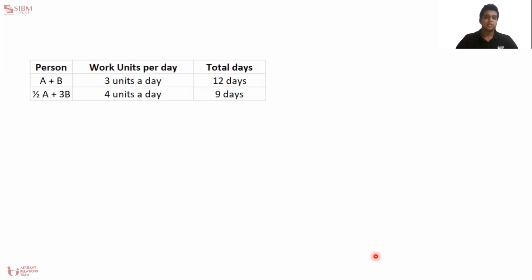Before we go ahead with that, the first thing we should do is put down all the information that has been given in the question. We know that the total days taken in the first case is 12 and in the second case is 9. For this method, first we need to make an assumption. The first step is to take the LCM of 12 and 9, which is 36. So we assume that the total work comprises 36 different units.